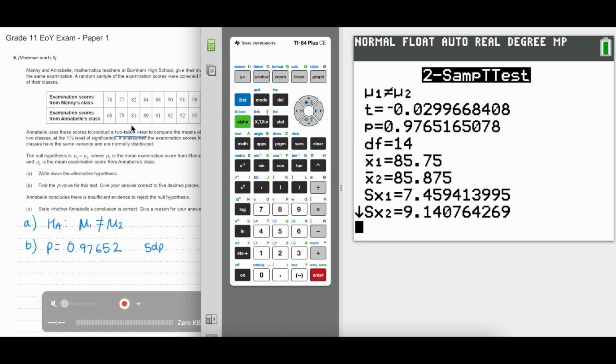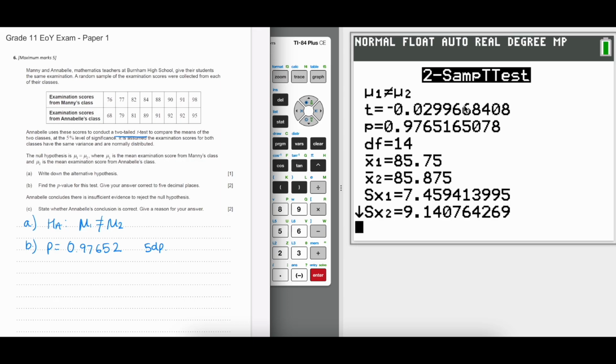And then part C says that you need to decide whether or not you reject the null hypothesis or whether you accept it. So Annabelle concludes that there is no evidence to reject the null hypothesis, and we need to decide if that's true or false. So the data that we're looking at is 97%, and the significance value is only 5%. So the p-value is very, very large. It is not close to being rejected, and therefore H0 should be accepted.